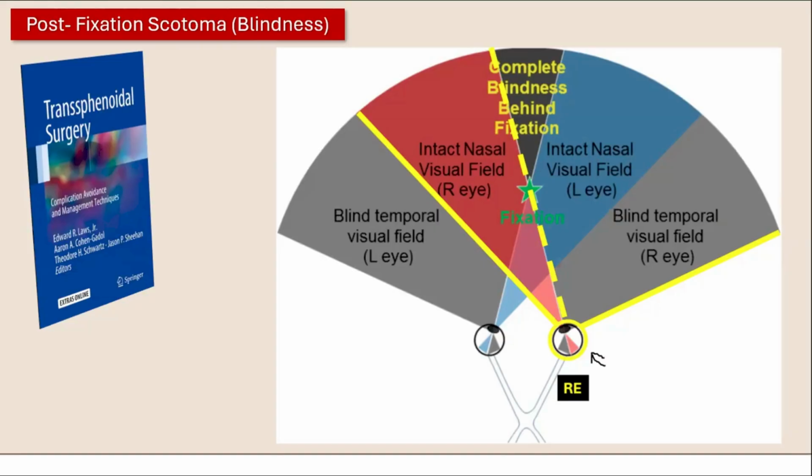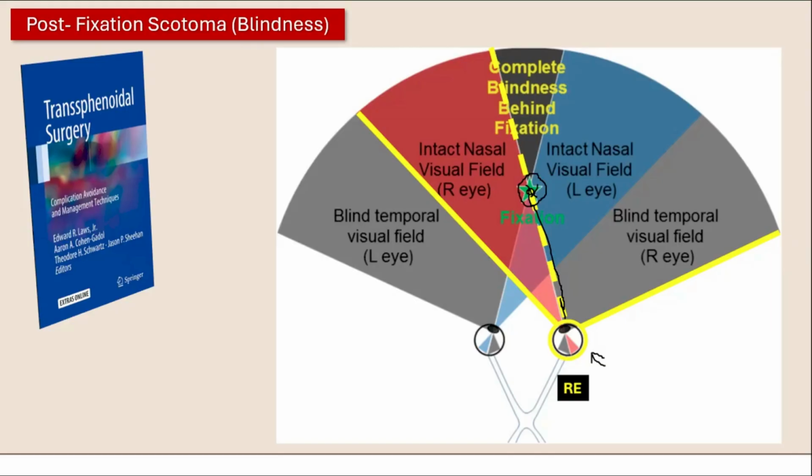Again, what I'm saying right now is based on what we covered in the previous classes. So the right eye, suppose it is fixating on this star, okay? You see the black marking here. So the right eye is fixating on this area. What is the nasal visual field of the right eye? The one in red, which is intact, because we are talking about bitemporal hemianopia in pituitary adenoma.